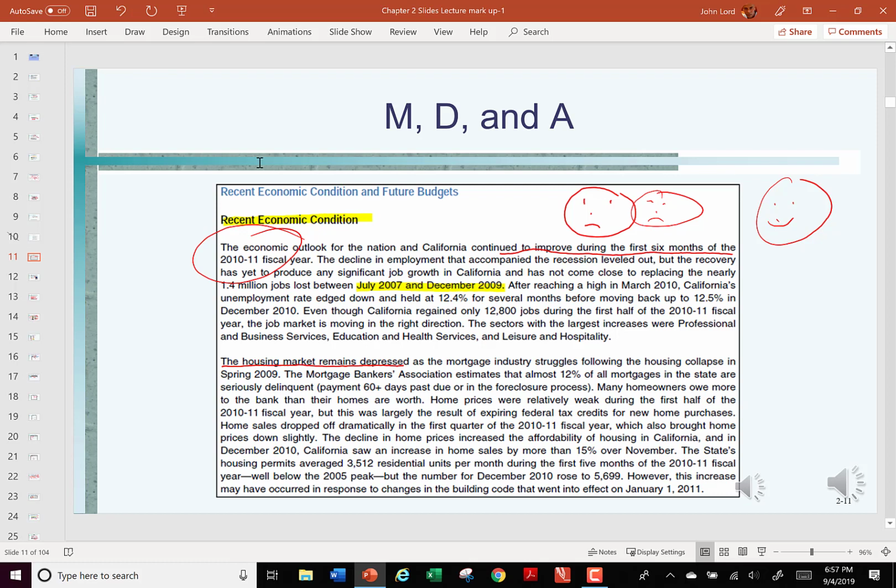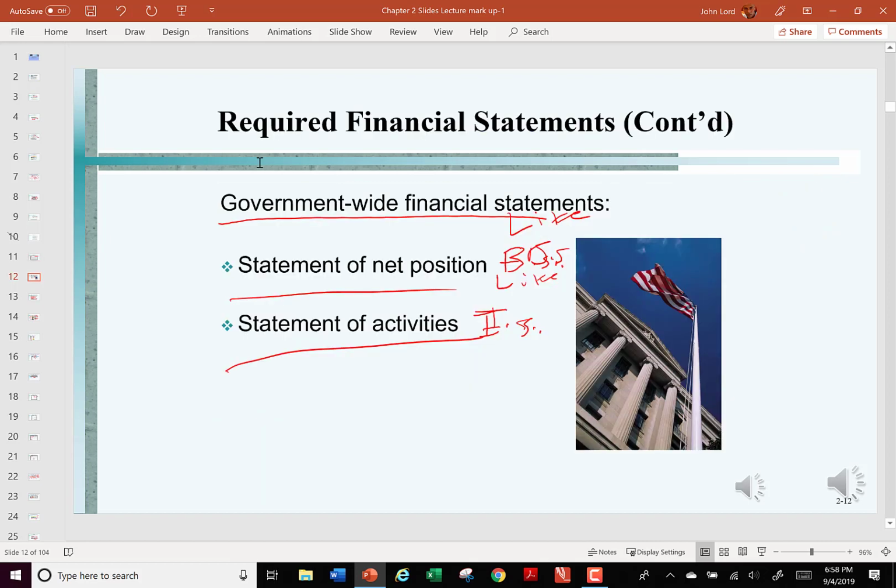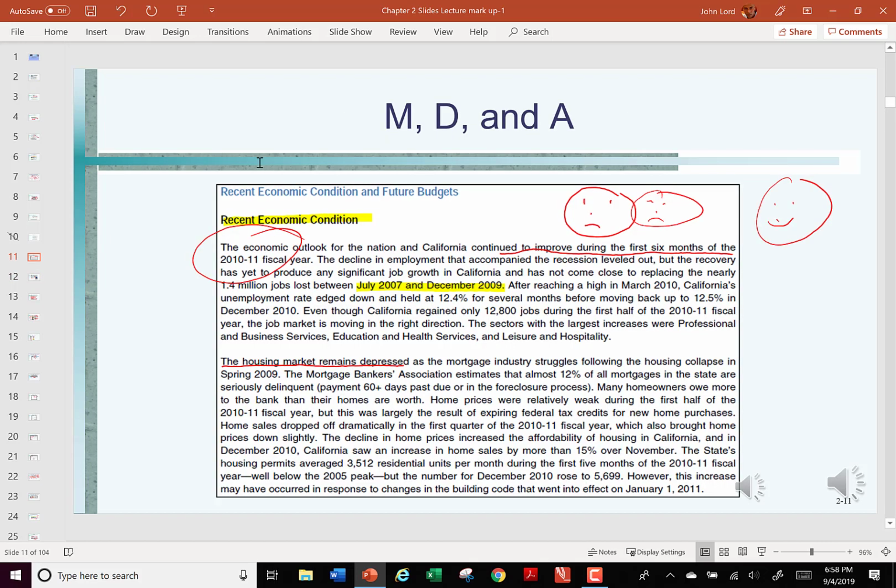Now, this particular one that I took was from some time ago when California's economy wasn't doing as well. There were plummeting home prices, and those were affecting the state of California's ability to generate certain revenues. Property taxes were down, all that sort of thing. Under those circumstances, that would be a sad economic outlook. Now, I would imagine we're probably seeing more happy faces in the economic conditions and outlook section. Okay? All right, so that's the MD&A.